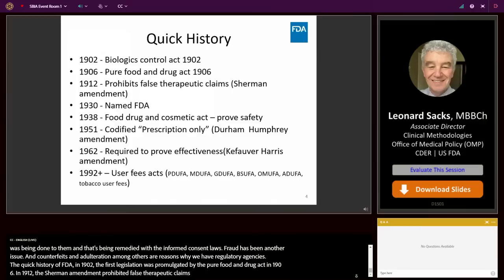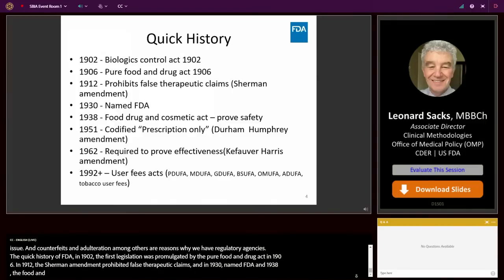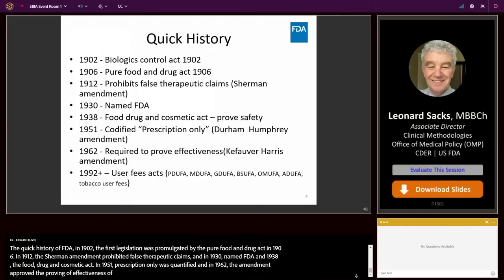In 1938, the Food, Drug and Cosmetic Act was promulgated, where it was required to prove the safety of therapeutic products. In 1951, prescription only was codified. And in 1962, the Kefauver-Harris Amendment required the proving of effectiveness of new medical products. And since then, there have been many user fee acts, as you can see there, PDUFA for prescription drugs, MDUFA for medical devices, JDUFA for generics, and so on.